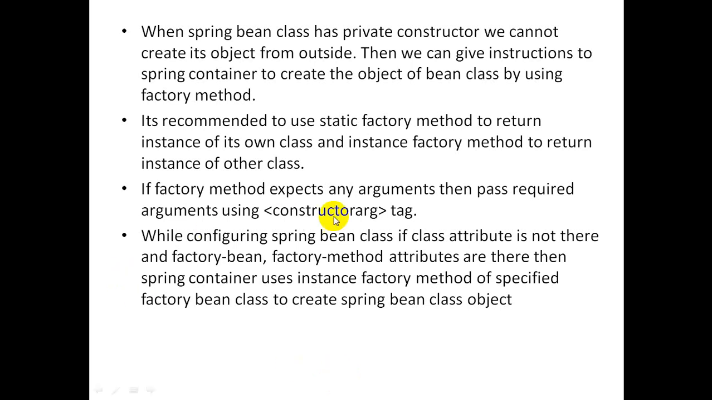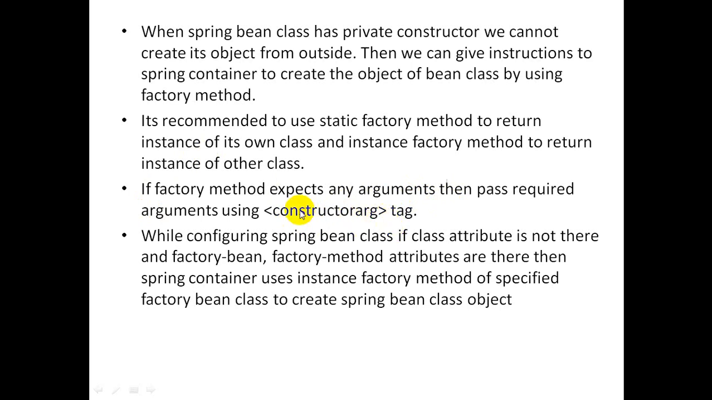When a Spring bean class has a private constructor, we cannot create its object from outside. Then we can instruct the Spring container to create the object of the bean class using a factory method. So instead of using constructors, the Spring container will use factory methods to generate objects. It is recommended to use a static factory method to return an instance of its own class, and an instance factory method to return an instance of another class. If a factory method expects any arguments, such as integers, then pass those arguments using constructor-arg in the configuration file.